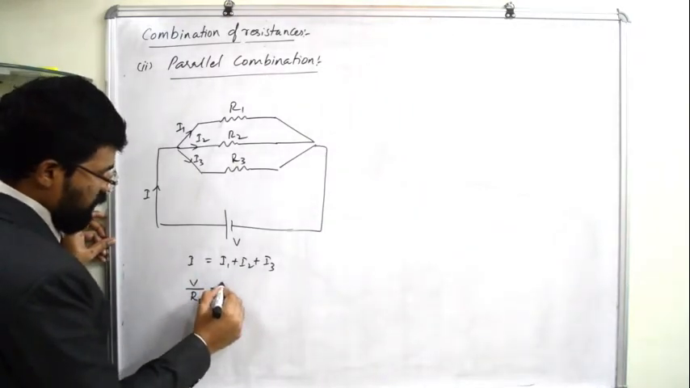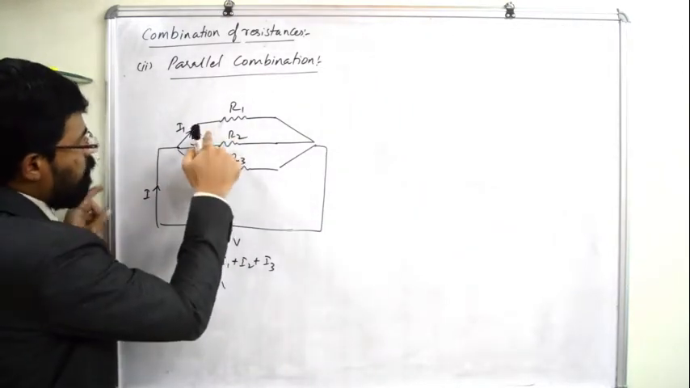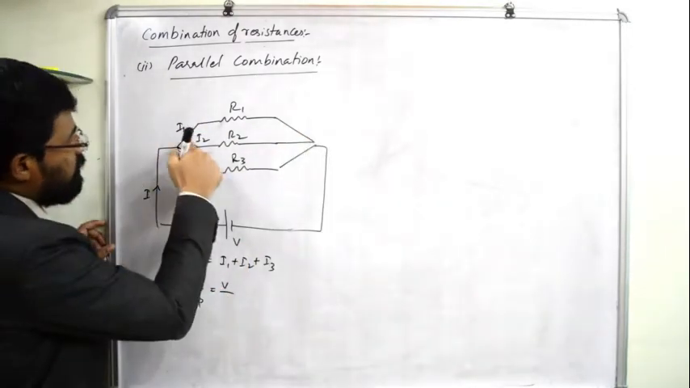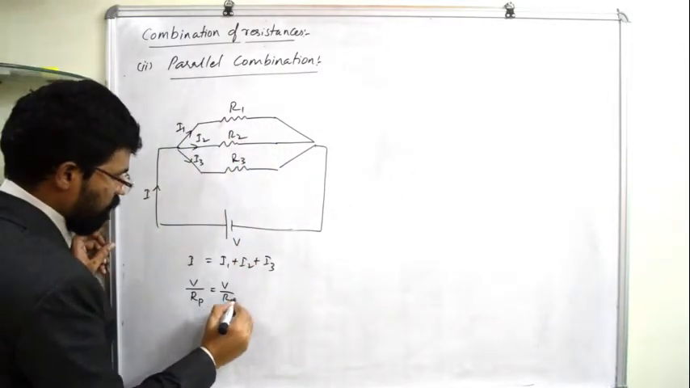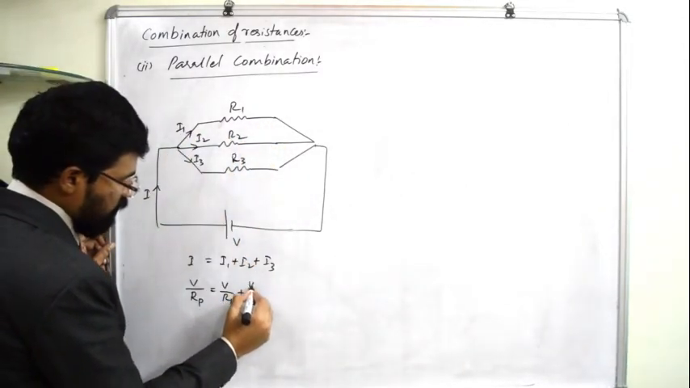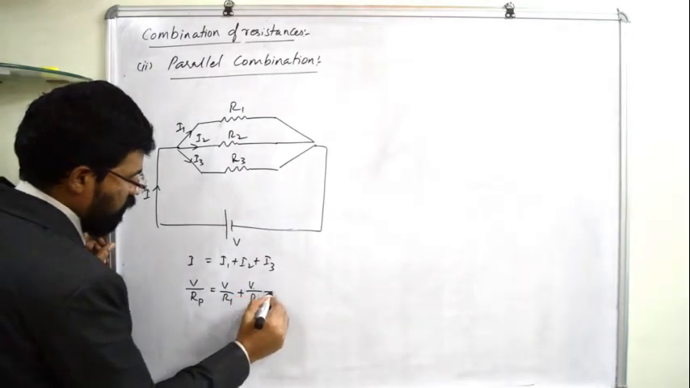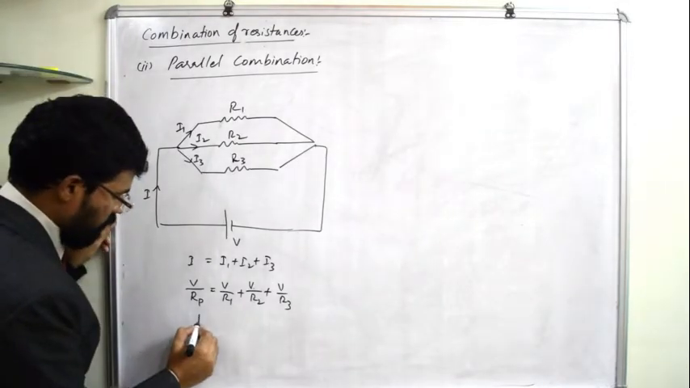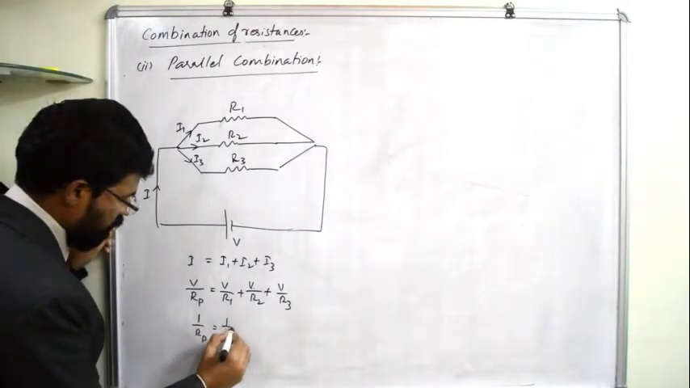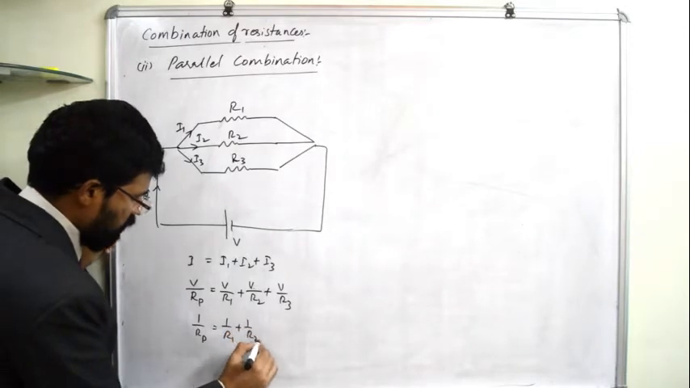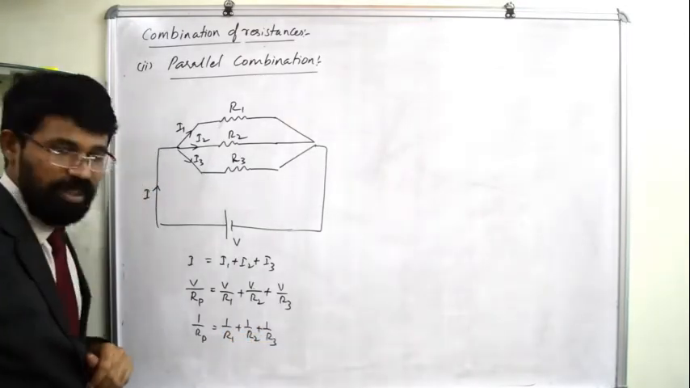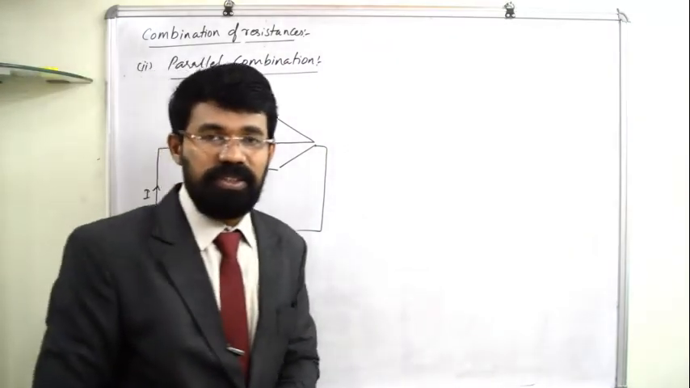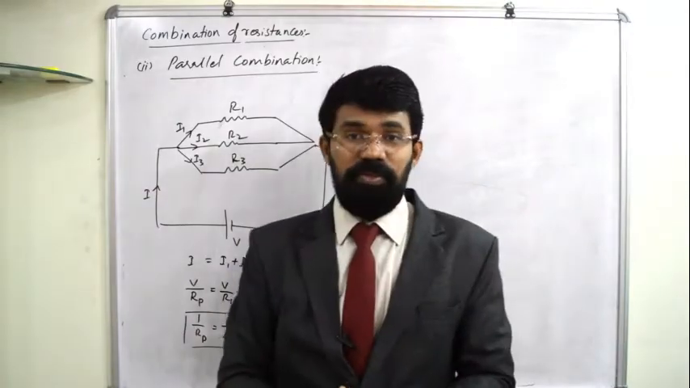What is the potential across I1? I1 in the sense the first resistance. Potential across the first resistance is also V only. So V divided by the resistance offered by the first resistance, R1, plus, similarly, I2 is V by R2 plus I3 is V by R3, and V gets cancelled on both sides, and finally you are left with the equation 1 by Rp is equal to 1 by R1 plus 1 by R2 plus 1 by R3. This is what gives us the effective resistance offered by the circuit in the parallel combination.